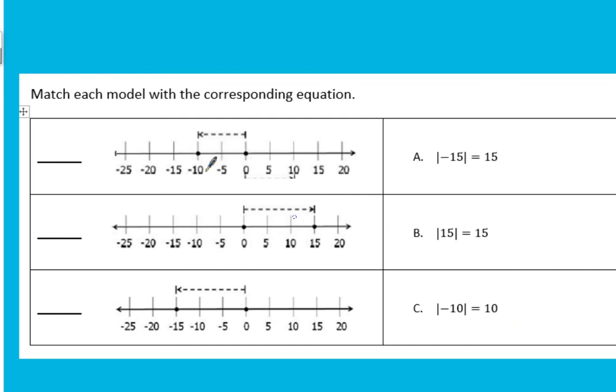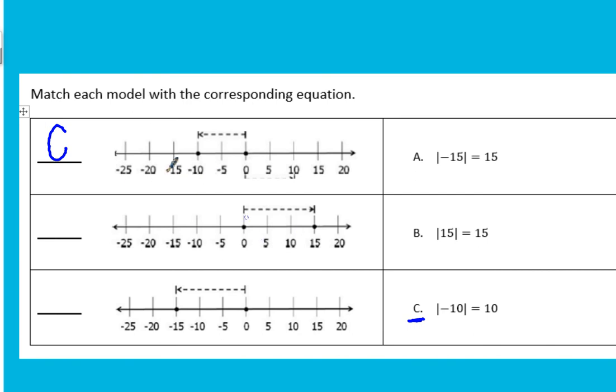So now that you've tried this on your own, let's talk about the correct answers. In this first model, we're starting at 0, and we have an arrow that faces to the left. That's going to tell us that we're going to see a negative number inside our absolute value bars. So our model goes until negative 10, so we're finding the absolute value of negative 10. We know that this arrow is 10 units long, so that's showing this third option here, C, the absolute value of negative 10 equals 10.